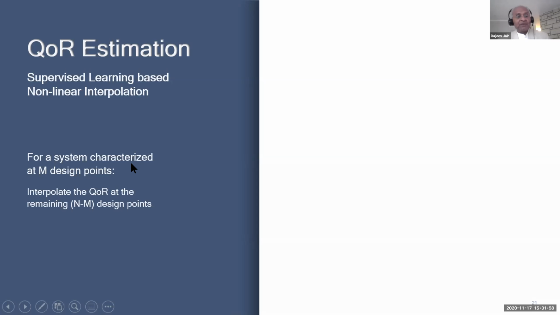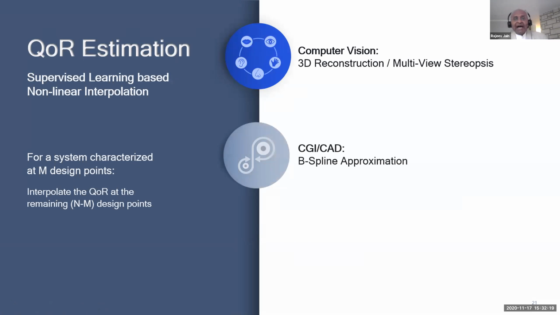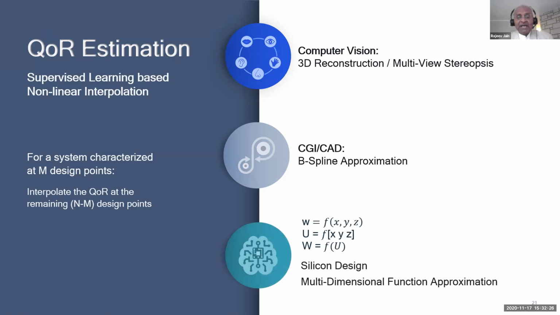So in machine learning, what we try to do is this: if the design is characterized, let's say with the EDA tools, at some small set of points, let's call that M, then we interpolate the QoR at the remaining points by actually learning what the features of the design and the parameters are that impact the outcome of the QoR. And in many areas of AI, this kind of interpolation problem has been studied and solved.